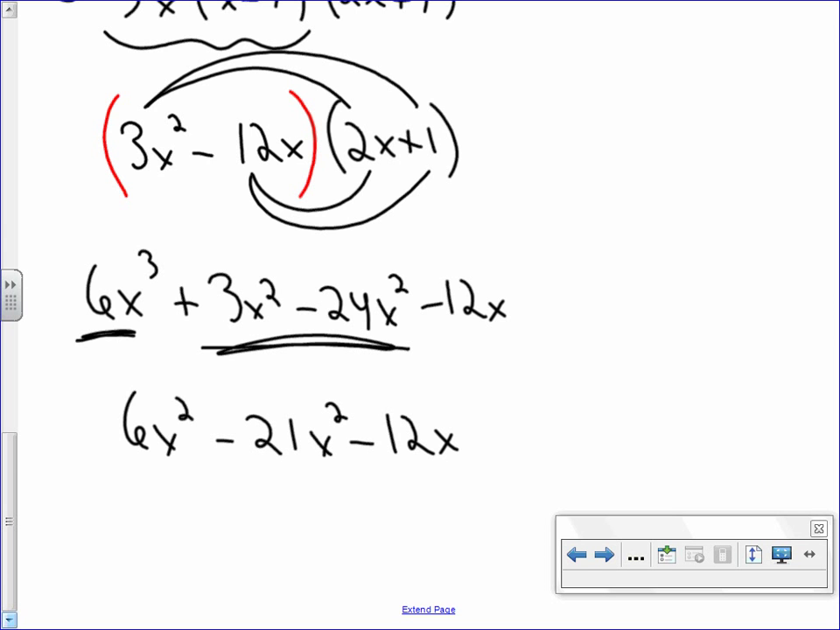Yes, Helen? That's 6x to the 3. And don't do what I did. Make sure you write a 3 when you're thinking of 3. Okay, 6x cubed. Okay? Does that follow?